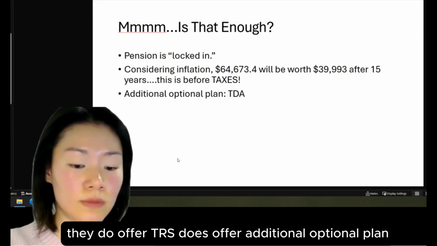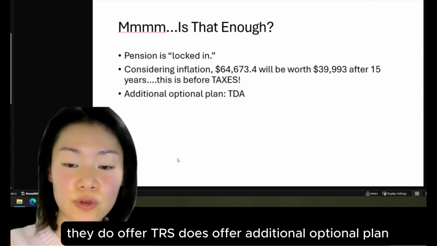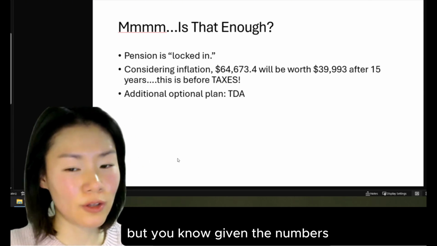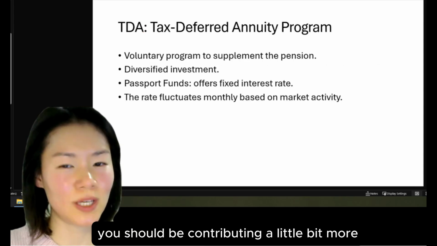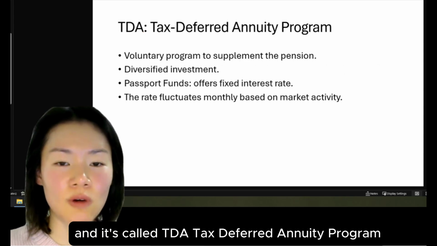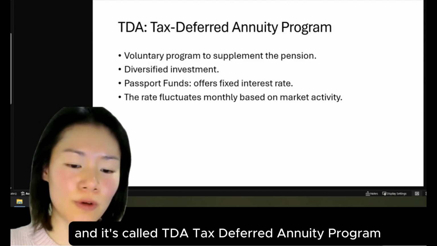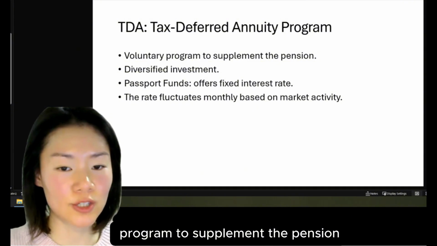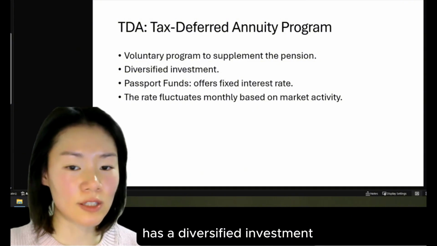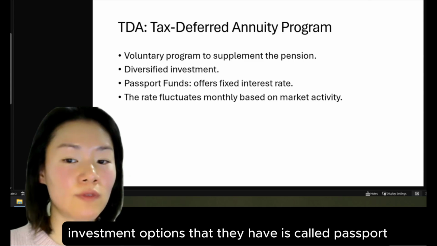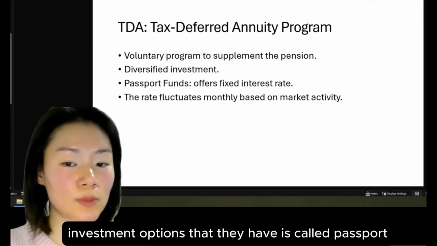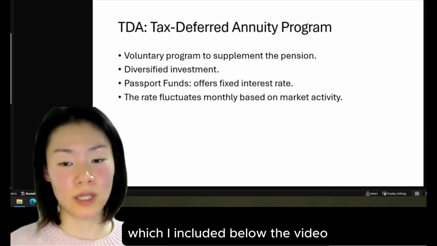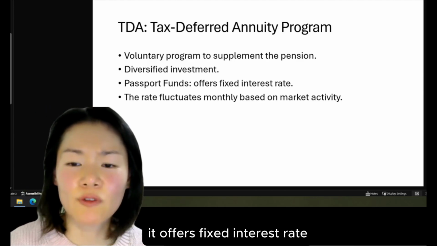So TRS does offer an additional optional plan. It's not mandatory, but given the numbers, I think you should be contributing a little bit more. It's called TDA, Tax Deferred Annuity Program. And like I said before, it's a voluntary program to supplement the pension. It has a diversified investment, and one of the investment options that they have is called passport funds. They actually specify it in their PDF, which I included below the video. It offers a fixed interest rate.